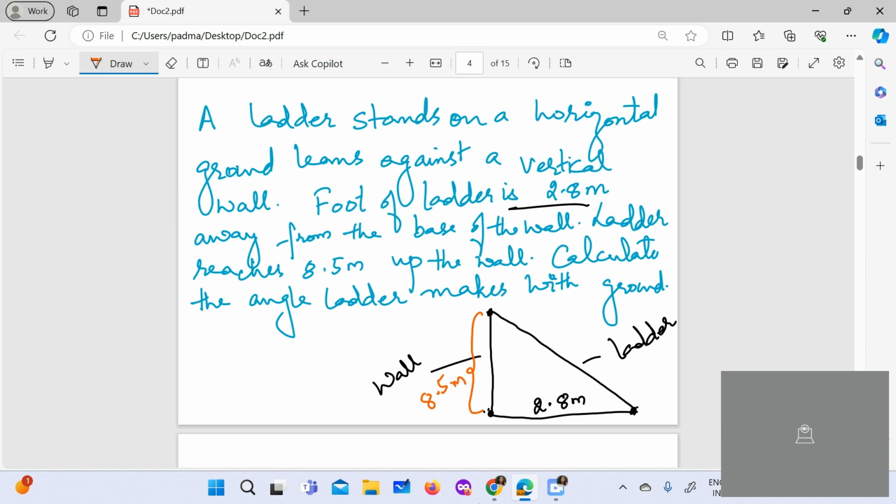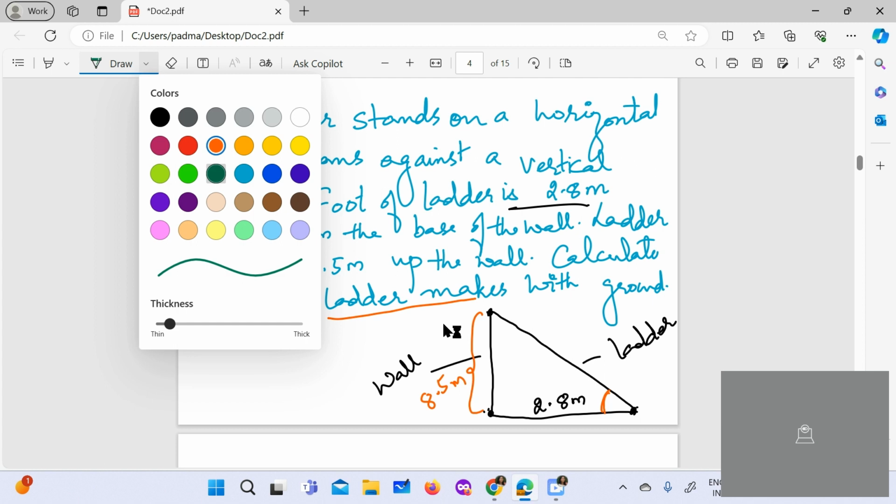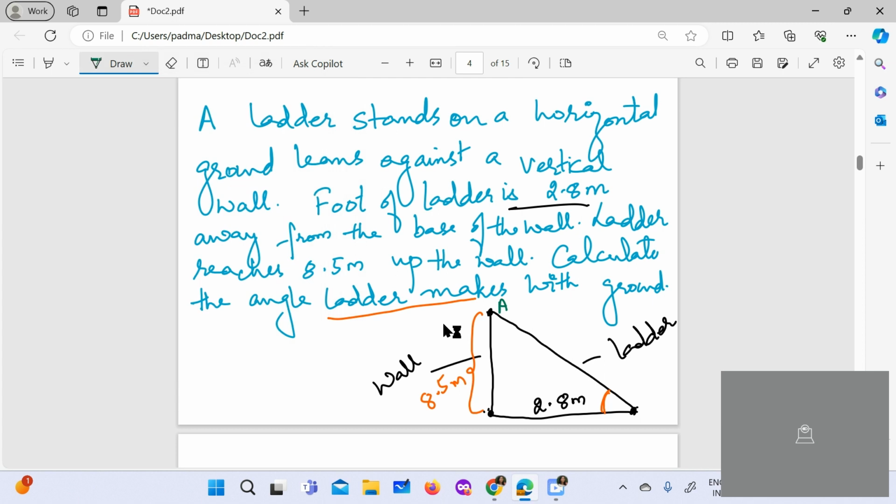Now this question is: calculate the angle the ladder makes with the ground. If you recall the previous questions which we did, we have to find this angle. So this is the ladder and this is the ground, and this angle we have to figure out. If this is A, B, and C, let me call this angle C.